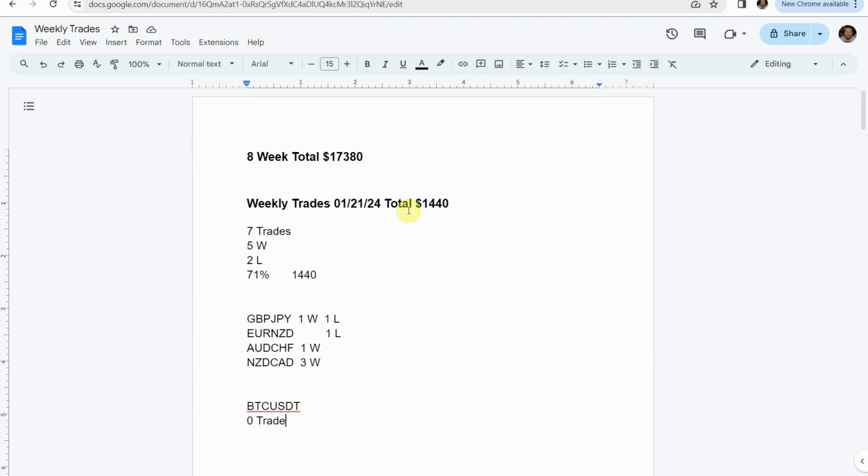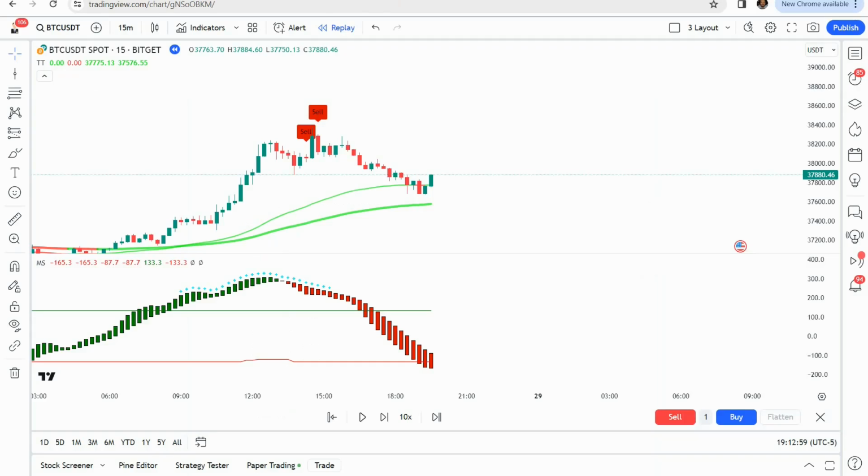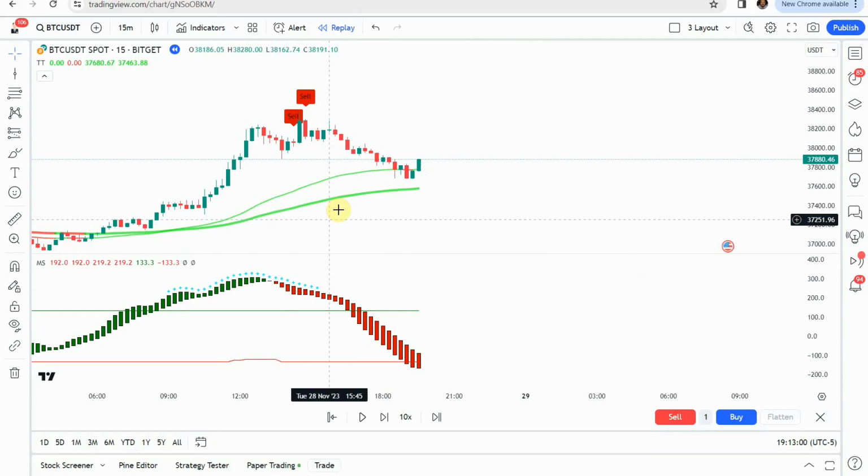And so again, for the week, it would have been at $1,440. Add that to the 7-week total, we're at 8 weeks. Now that would put you at $17,380. And so again, you can see how when I say you can make tens of thousands of dollars in just a couple of months, it's relatively easy on just a couple of Forex pairs and a few handfuls of trades each week.